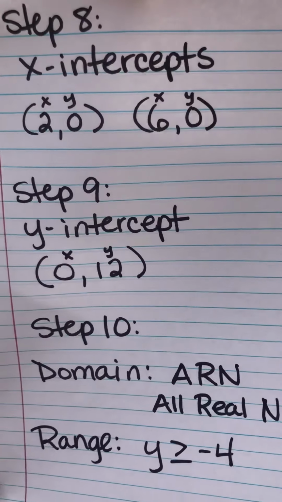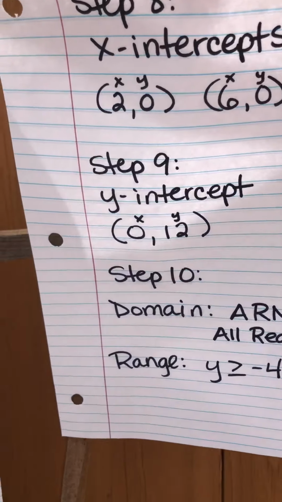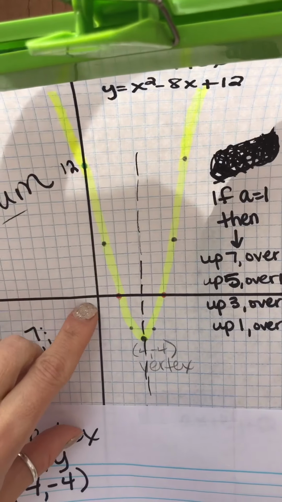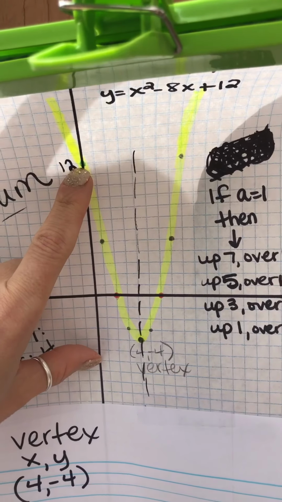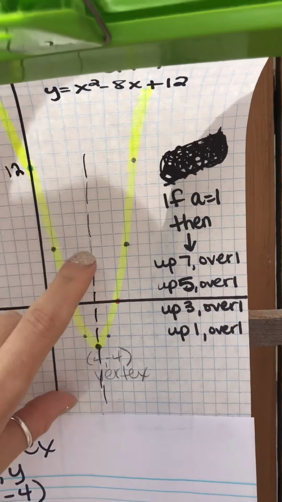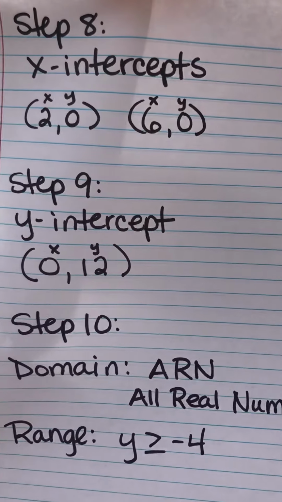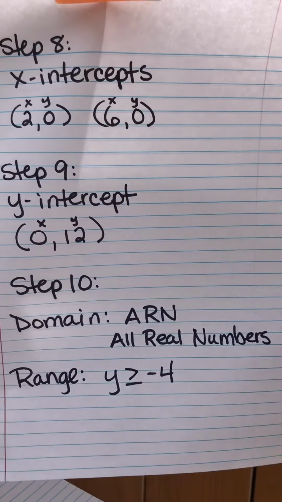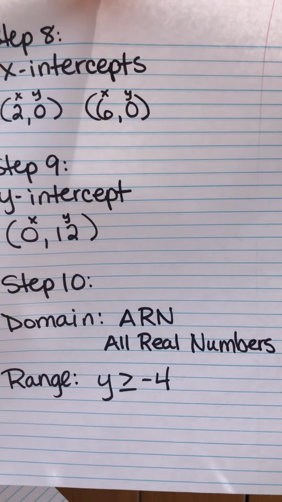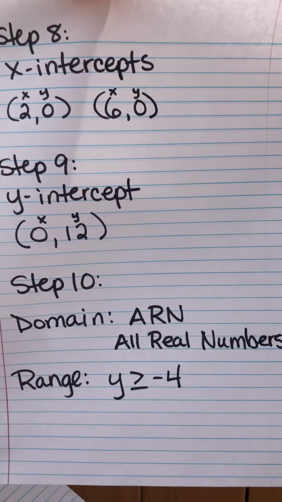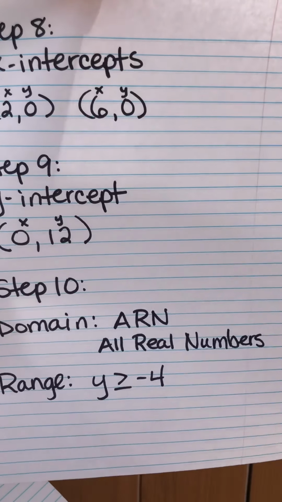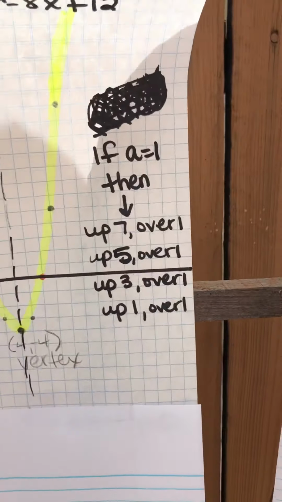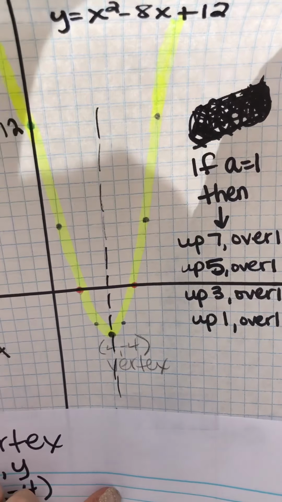Step 9, y-intercept. Yes, it is going to be on 12. So 12 right there. You write it as (0, 12). Step 10 is all real numbers. That's your domain. And your range is going to be y is greater than or equal to -4. How do we know that? Because -4 is your y.